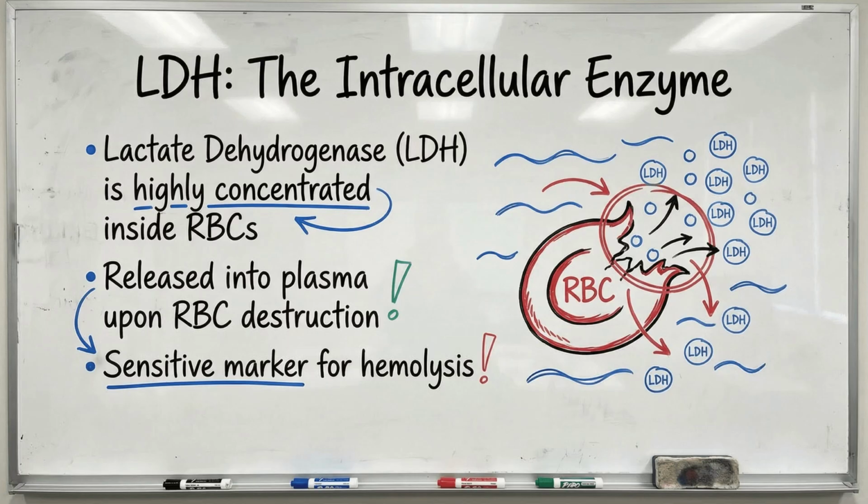Moving on from bilirubin, we have lactate dehydrogenase, or LDH, which is an enzyme that's usually tucked away inside red blood cells. Think of LDH as the internal contents of the red blood cell. When a red blood cell is destroyed, whether it's bursting in the bloodstream or being eaten by a macrophage, its contents spill out into the plasma. This includes LDH. So if you see elevated serum LDH levels, it's a very sensitive indicator that cells are being damaged and releasing their insides.